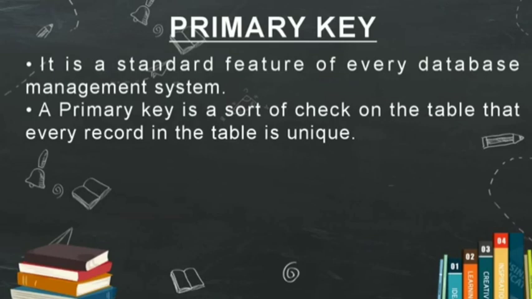Now this primary key is a standard feature of every database management system. It is a sort of check on the table that every record in the table is unique. The field which is designated as the primary key of a table can neither have duplicate data nor be left blank while entering the data. Remember students, we had read in the advantages of MS Access that it reduces replication of data. So to avoid replication, we use primary key in our MS Access field.